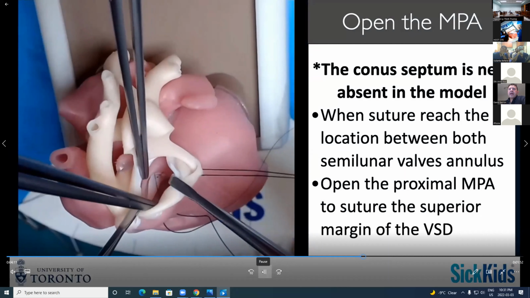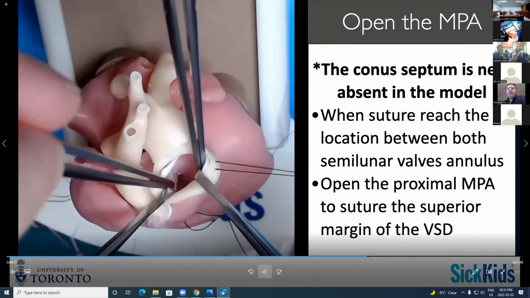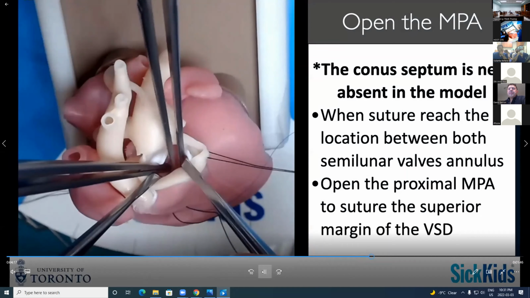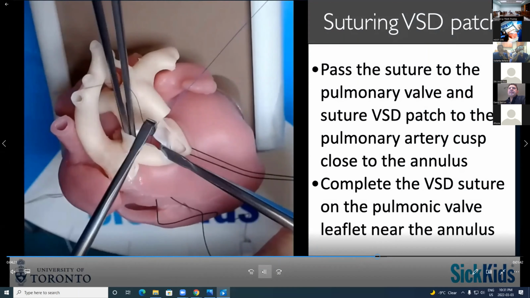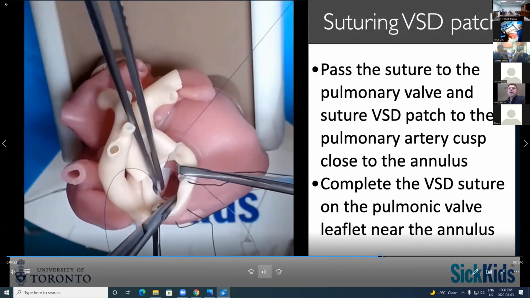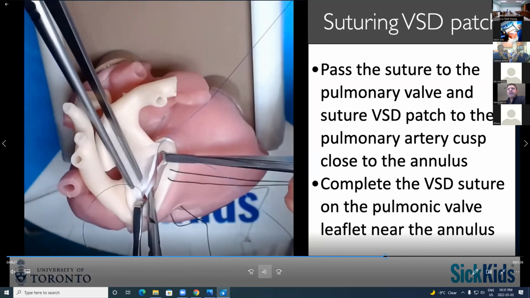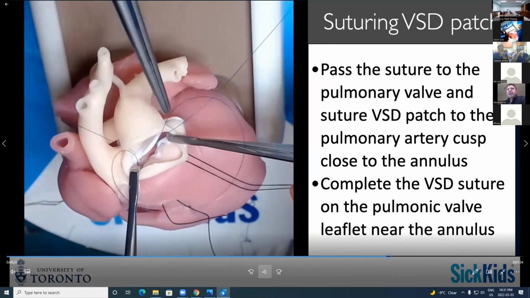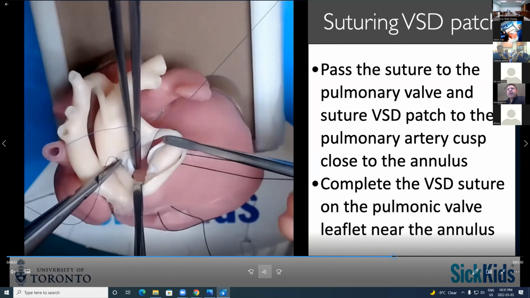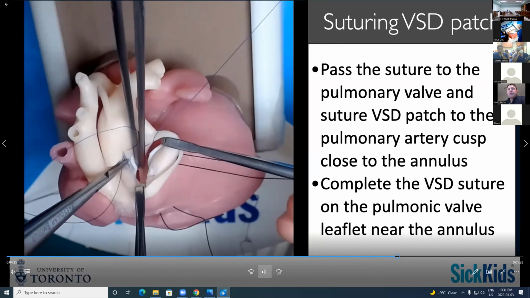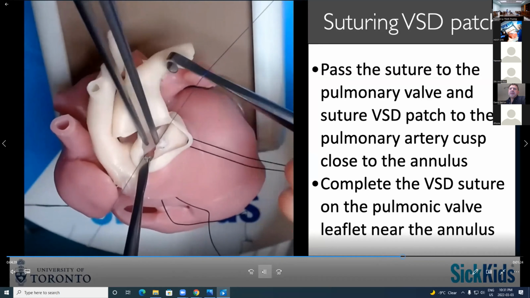And looking down now through the large pulmonary artery, we can see where the patch was coming up from below. And then we can retrieve those two ends of the suture. And now, working through the pulmonary valve, the suture comes up through the patch and up through the pulmonary valve root, or the root of the actual leaflet itself.